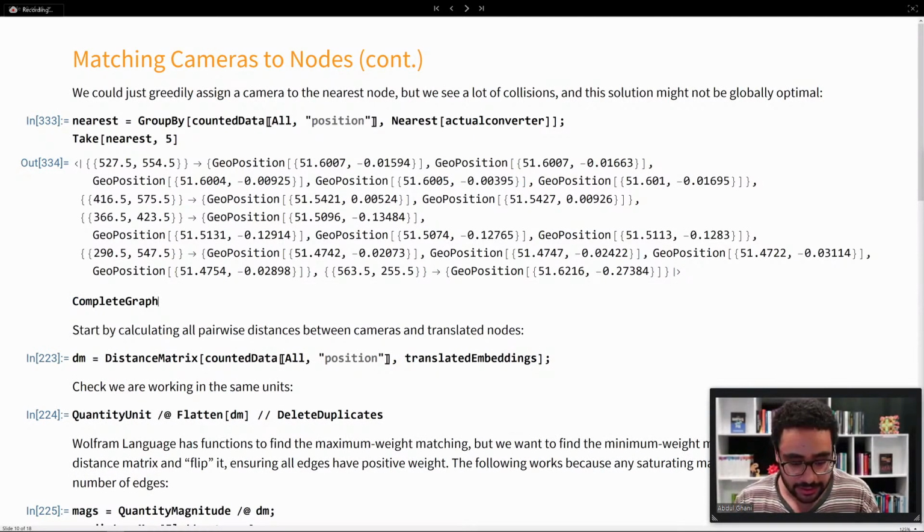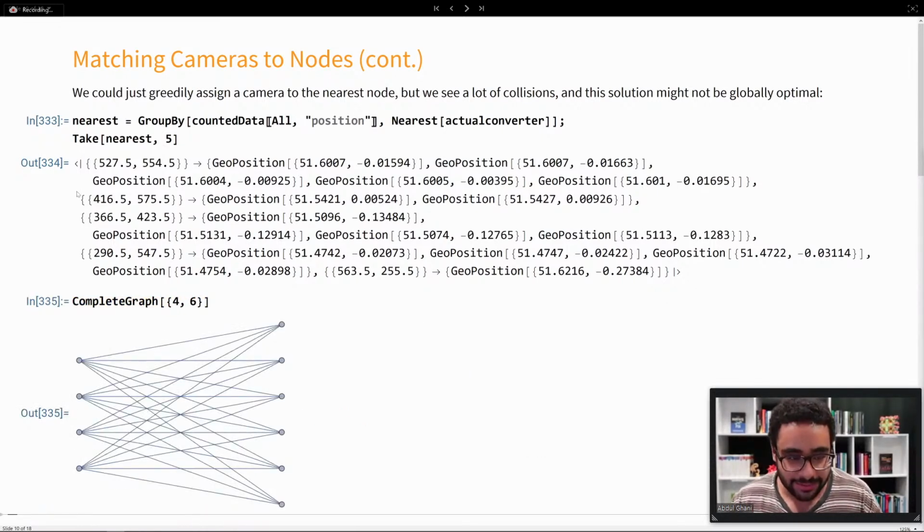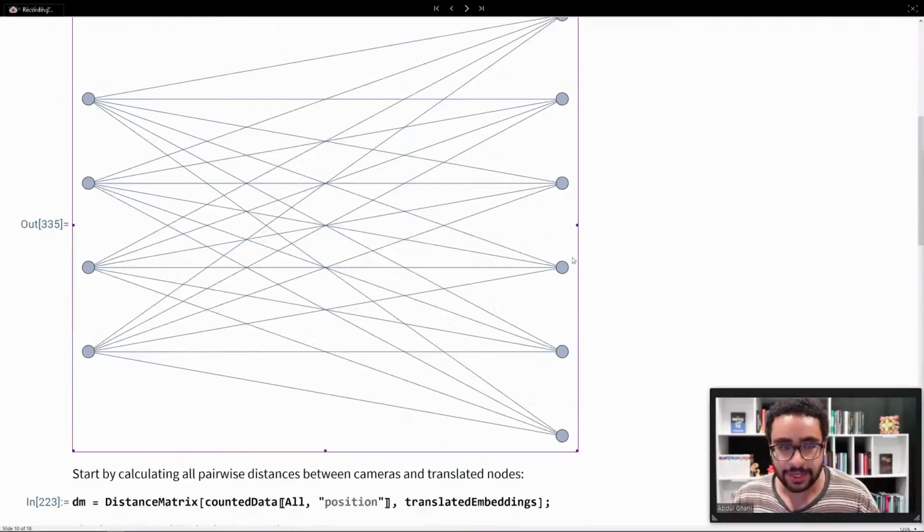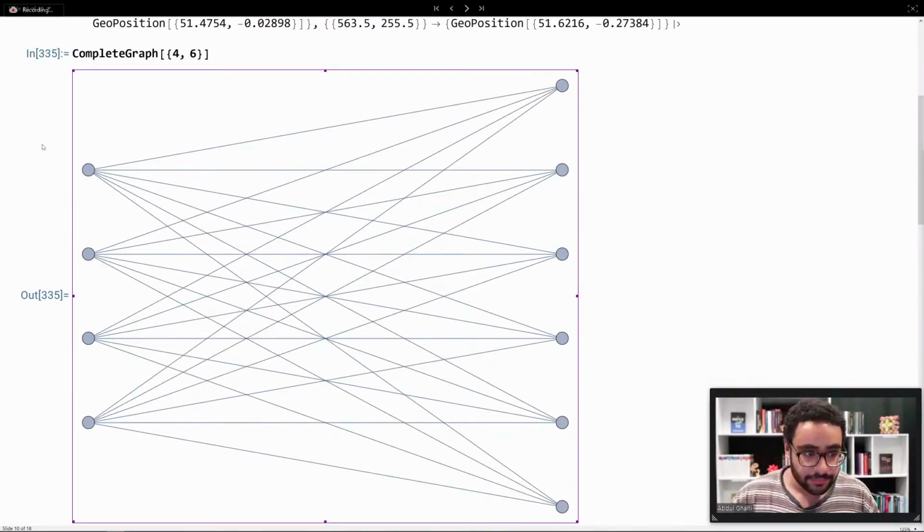So there are these things called bipartite graphs. Bipartite because they come in two parts. And here's what I want you to imagine. On the left hand side, we have cameras, and on the right hand side, we have nodes. Each edge here will tell you the distance between that camera and the node.